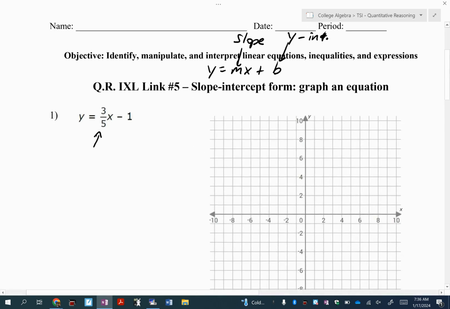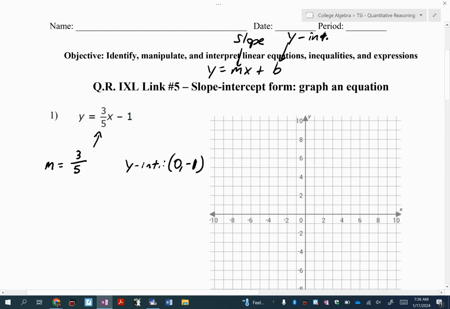What is our slope? 3/5. So our slope is 3/5. And what is our y-intercept? Bring the sign with you. -1. Now I like, bless you, I write it like this.